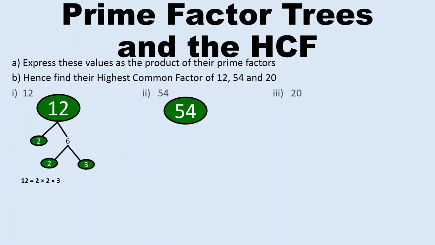54, again, start with the 54, we'll branch it off. 54 divides by 2, and it gives 27. 27 is odd, but it is not prime. It still divides by 3. 3 is a prime number. The answer is 9. 9 is not a prime number though, so we need to keep going. 9 can still divide by 3, and the answer is 3. So now that we have a prime answer, we can write 54 as a product of its prime factors. That's 2 times 3 times 3 times 3.